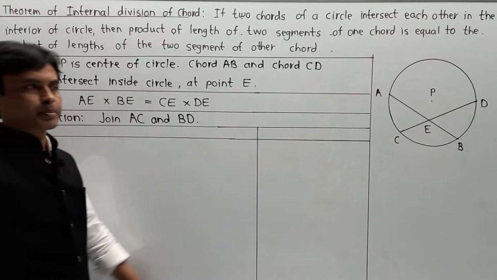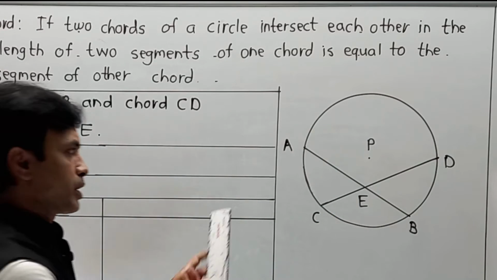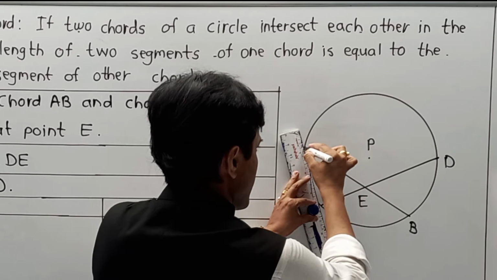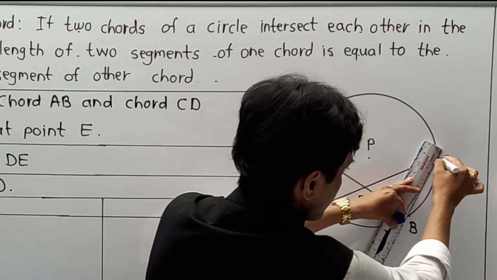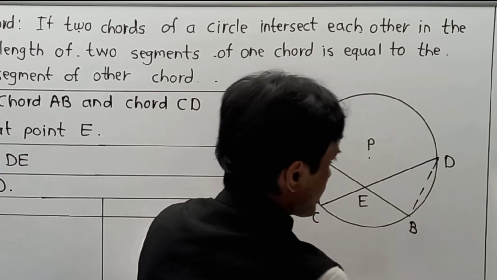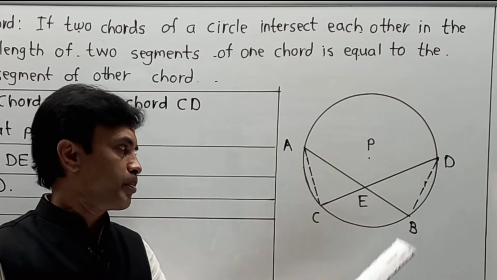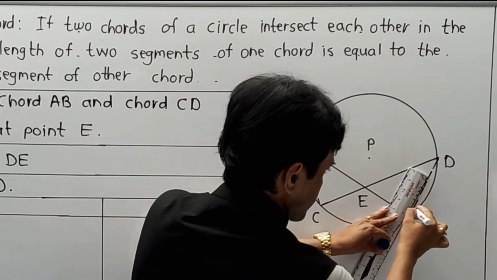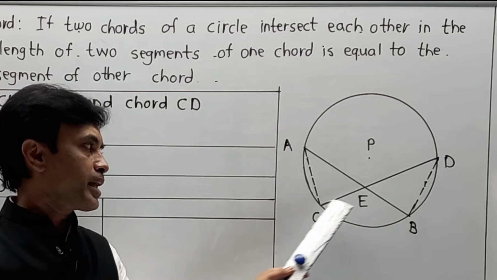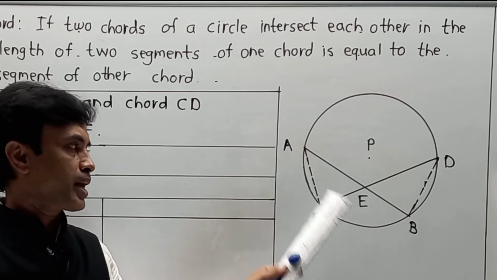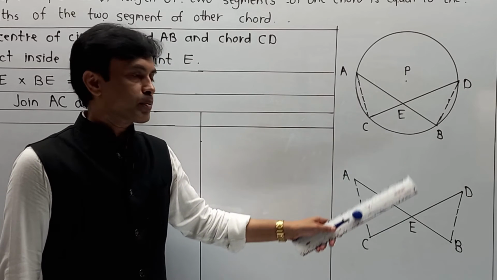What is this construction? Let me show it in this diagram. We are going to join AC and we are going to join BD over here. So I have joined AC over here and BD over here, and in this way we have completed the construction. Now please carefully understand these two triangles: triangle AEC and the second triangle DEB. We have drawn the same diagram over here.